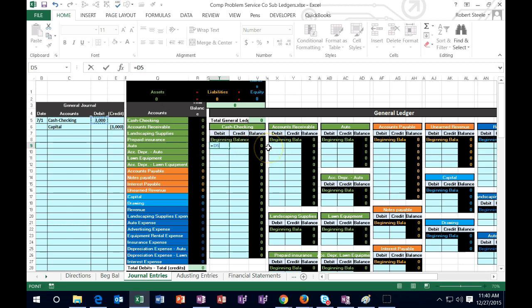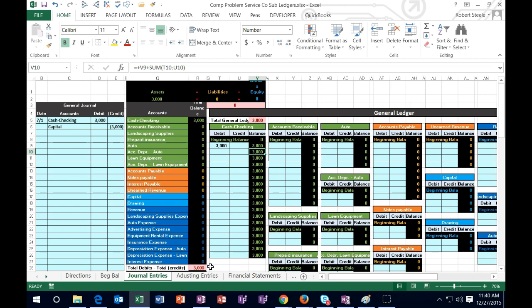This cell will go up by 3000. It'll also automatically update over here on the trial balance, put us out of balance here, here, and here. So let's say enter. So now we have the 3000 in that account. It's also here in the trial balance. We're out of balance. Why?